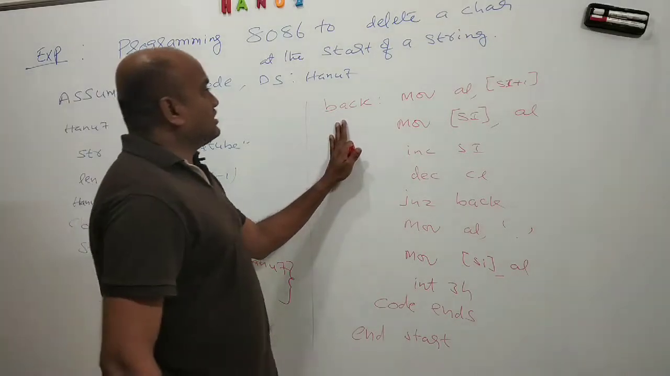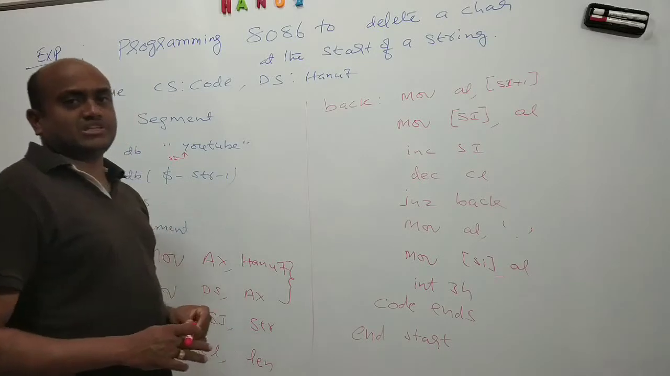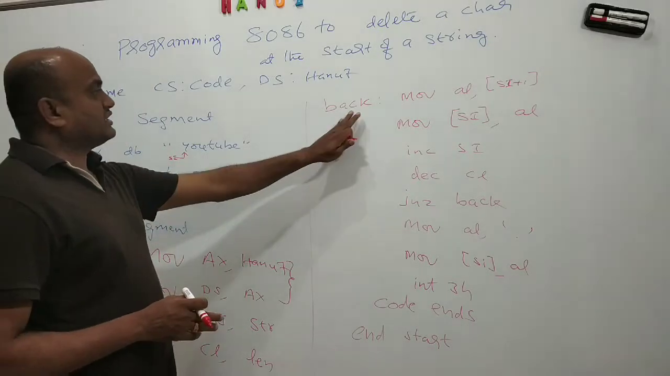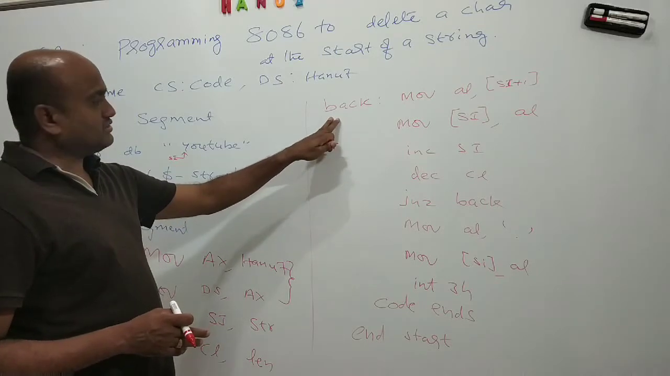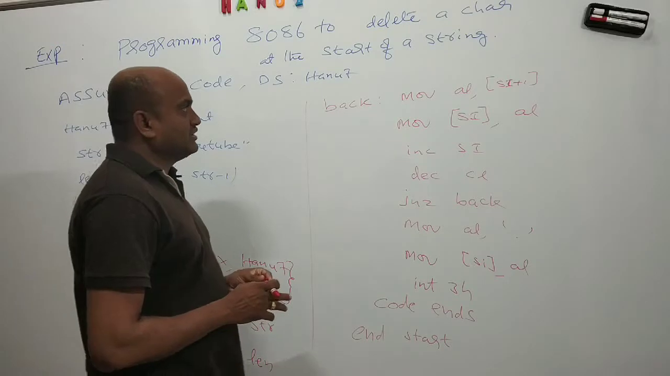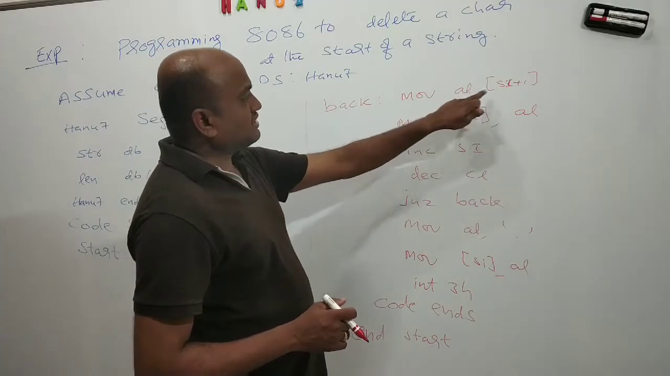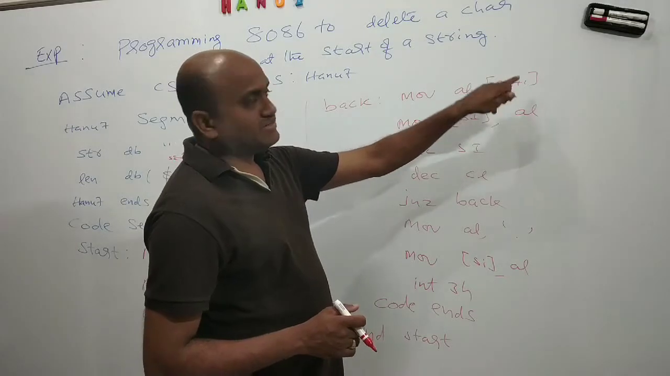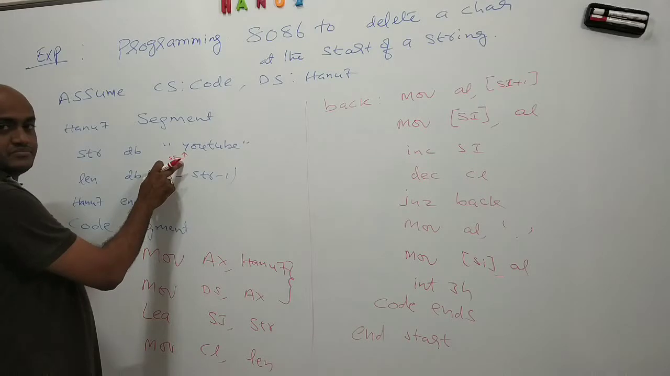Now coming to the main logic in the program, I used a back label. Whatever I write and put a colon after becomes a label. So I used a label whose name is back. This I am going to call in the program again. The first statement in this loop is MOV AL, [SI+1]. SI is pointing to the first memory location.